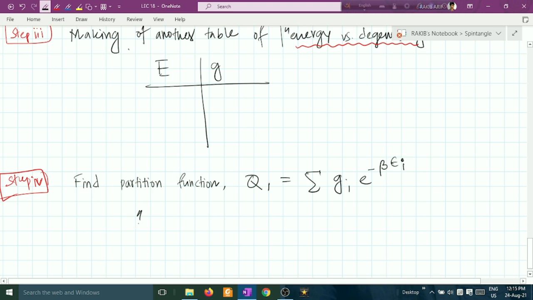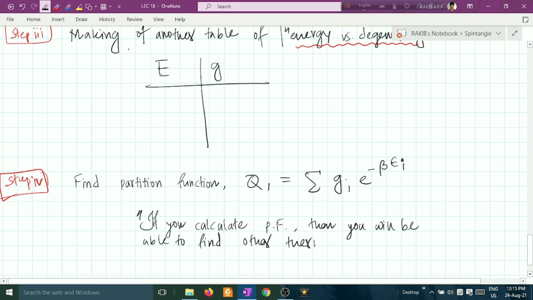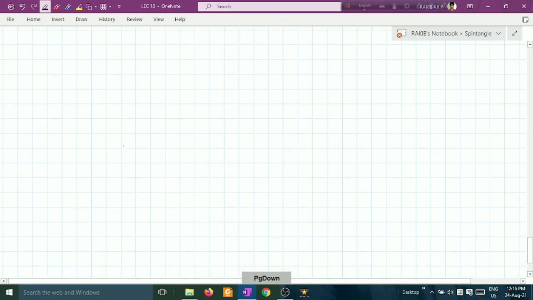You have to remember these 4 steps. If you calculate the partition function, then you will be able to find other thermodynamic parameters. These are the 4 steps you have to remember in case of solving Ising model problems. It is very important for CSIR NET, GATE, IIT JAM, TIFR, or any other purpose.